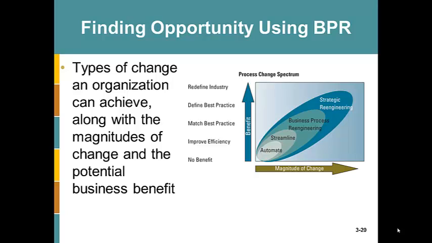An organization using BPR can find opportunities. So they can achieve, along with the magnitudes of change, the potential business benefits. So as you can see, automation will give us toward the lower end on both the benefit and the magnitude of change. And as we move out, we can streamline, which gives us a bit more benefit and a bit more magnitude of change, to business process reengineering, to strategic reengineering, which would give us the most benefit and be the largest type of change.